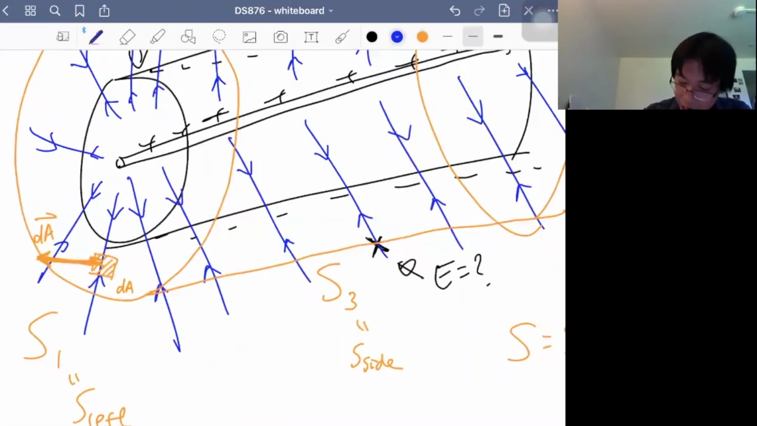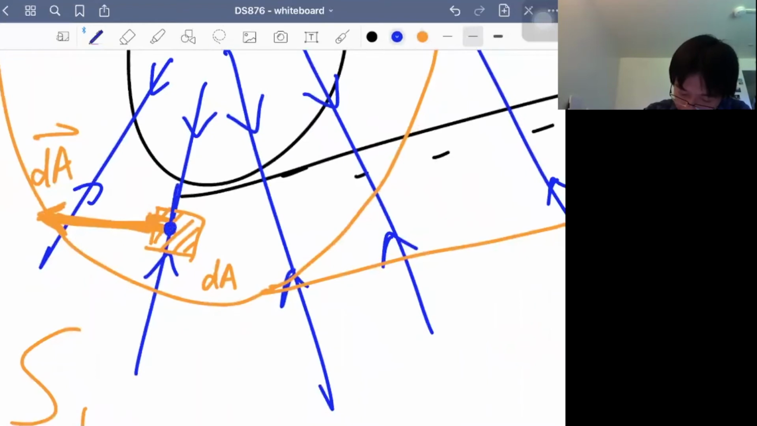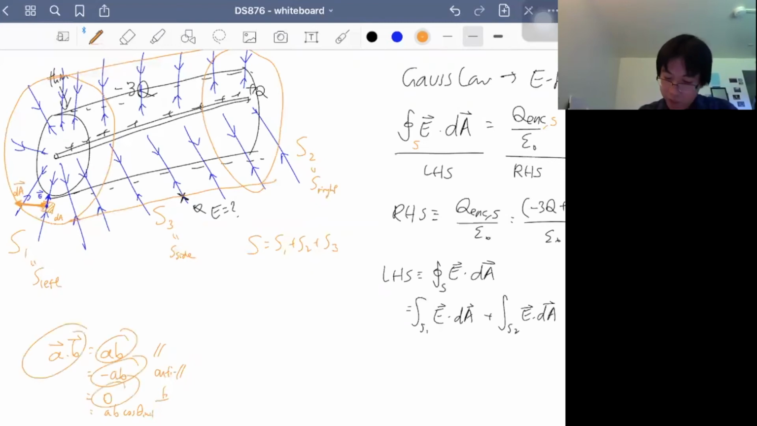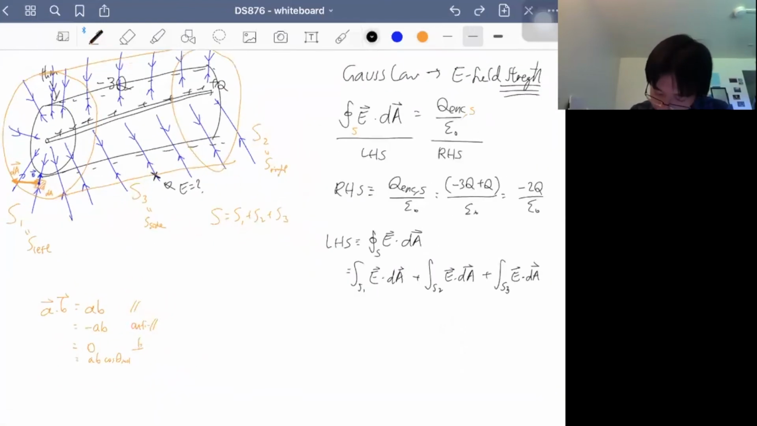All right, that's dA. How about E? Well, we already drew this, right? The electric field is pointing this way. So E dot dA, what's the dot product? You need to know how vectors work, how dot products work. If they are parallel, you just have AB. If they are anti-parallel, you have minus AB. If they're perpendicular, you have 0, right? The general rule is AB cosine theta, where theta is the included angle between the two vectors. So you have normally 3 simple choices. Either this just becomes AB or negative AB or 0. Which one's the case here? The case is it's perpendicular. So E dot dA is 0 because E is perpendicular to dA on S1.